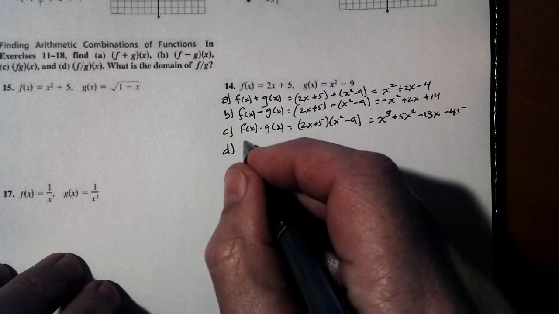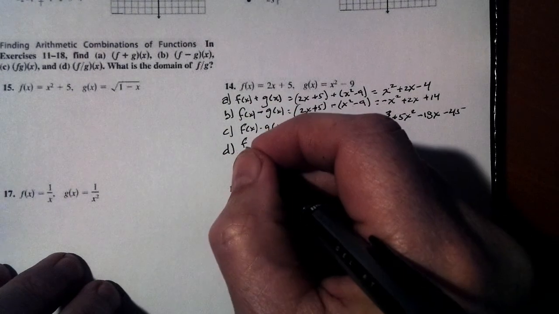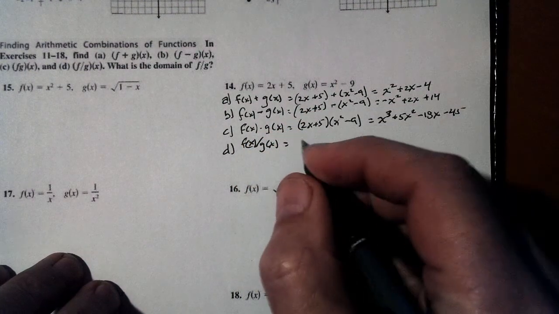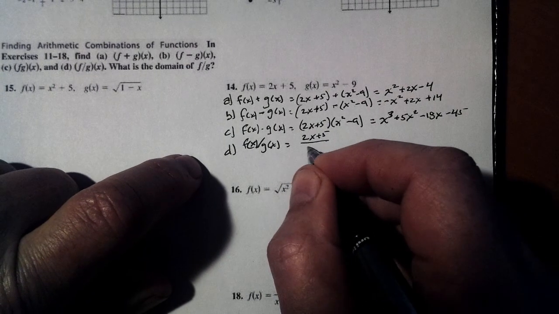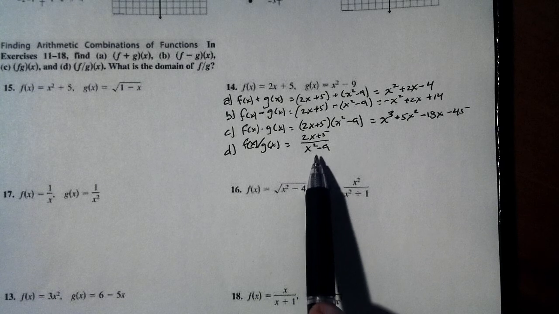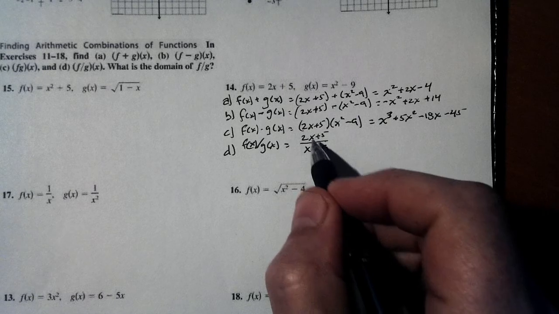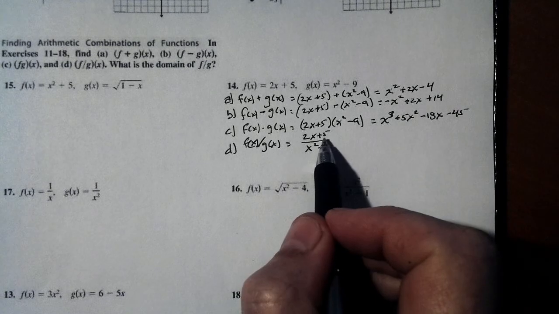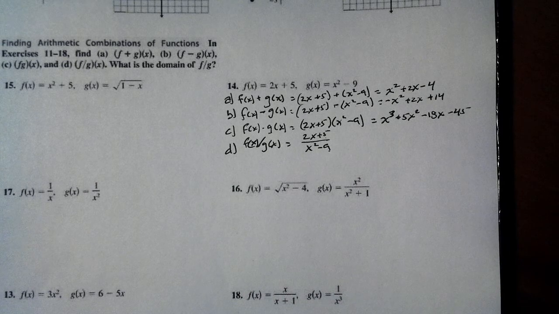And D, f on g of x is f of x divided by g of x, which is 2x plus 5 on x squared minus 9. And that's it. I don't know what we're going to do to simplify. Sure, we could factor the bottom, but the factor of the bottom does not reduce the top. And of course, we can't reduce this x with this x because those are terms. They're part of terms. 2x is a term, 5 is a term, x squared is a term, 9 is a term. You cannot reduce terms.